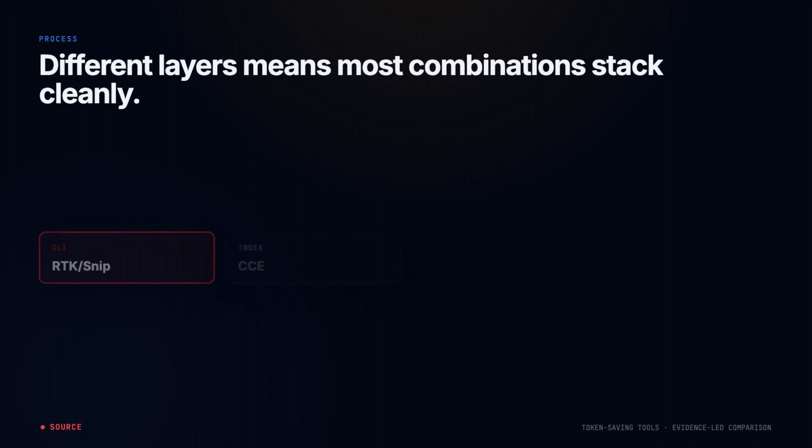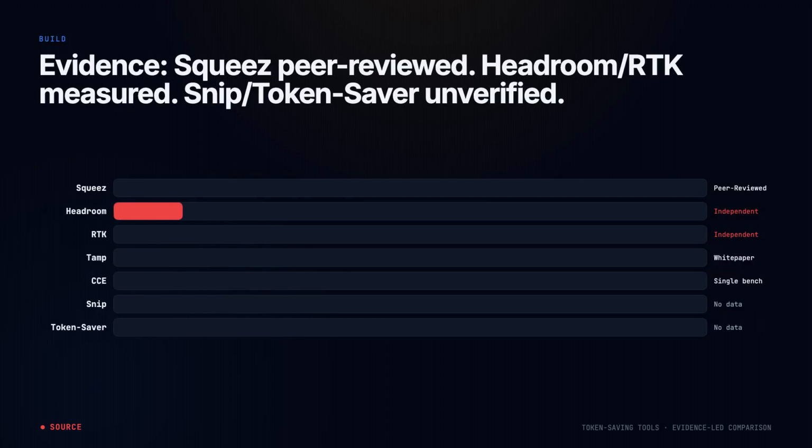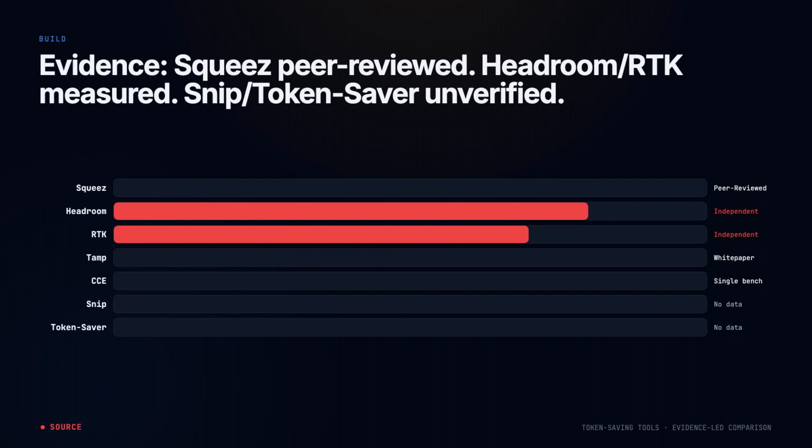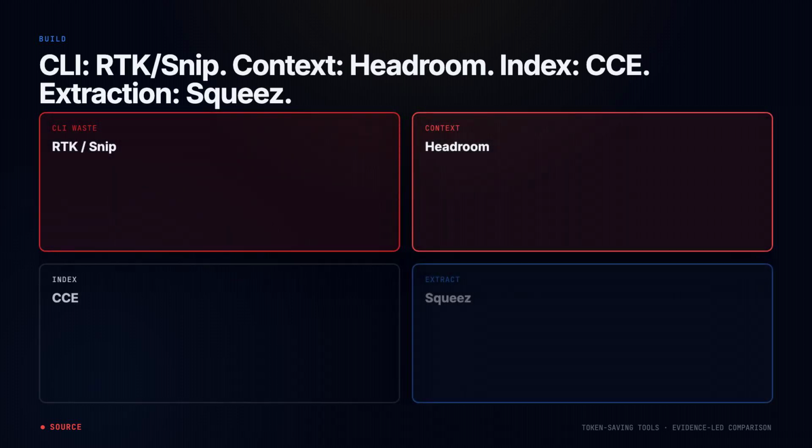Because these tools attack different layers, most combinations are complementary. RTK plus CCE plus Headroom stacks cleanly. Evidence quality ranges from peer-reviewed research to untested claims. Squeez is strongest. Snip and Token Saver have no data. For CLI waste, RTK or Snip. For context, Headroom. For indexing, CCE. For extraction, Squeez. Each tool has a clear winner in its category.